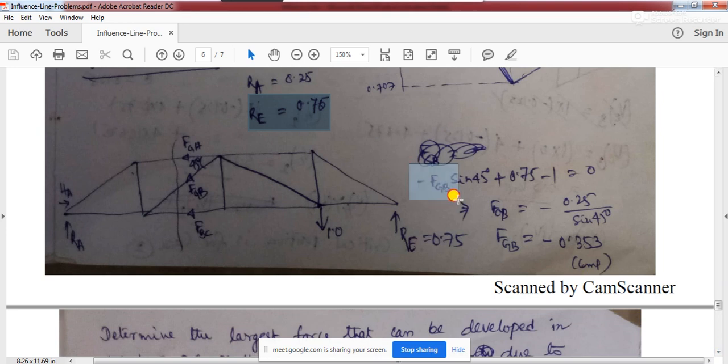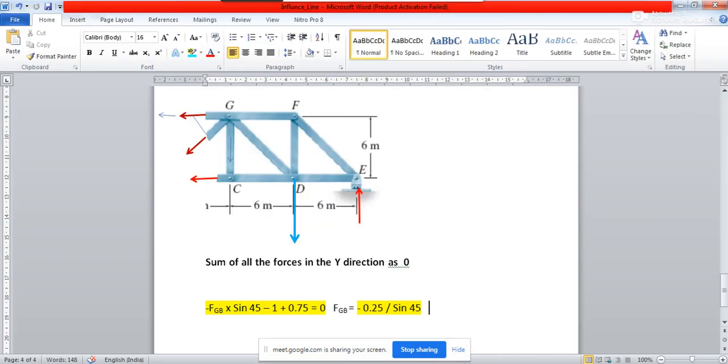And then we are getting this value, minus FGB sine 45 plus 0.75 minus 1 is equal to 0. So you are getting minus 0.25 by sine 45. So how much value are you getting? Again you will be getting a minus term, 0.353. So again you are getting a value with minus sign. Will it be tension or compression? Compression, sir. Yes, compression. Okay, so it will be compression.